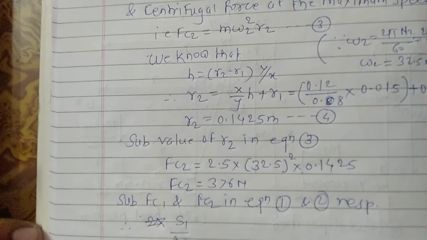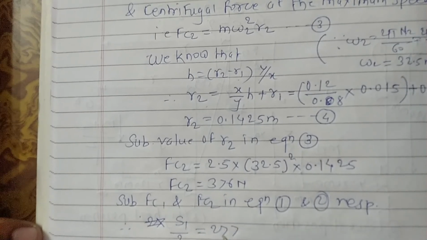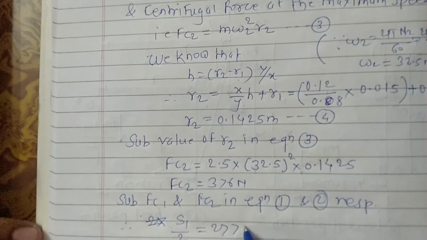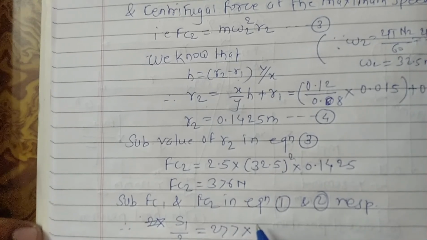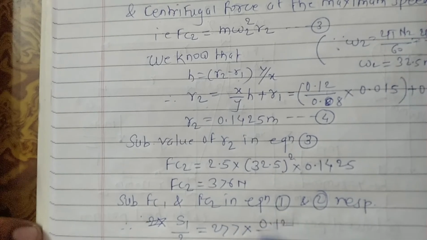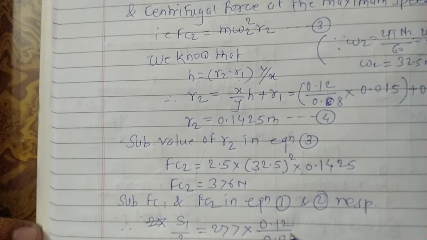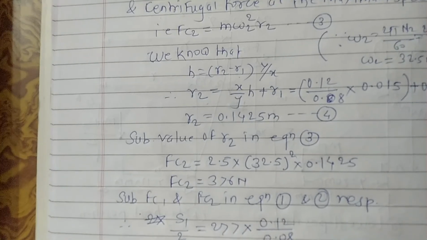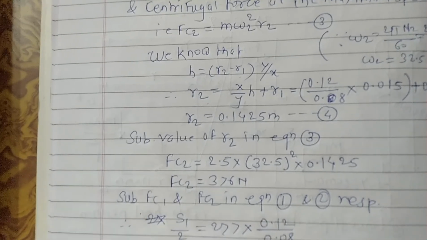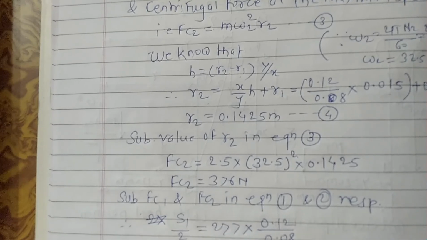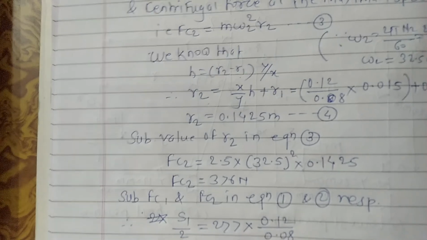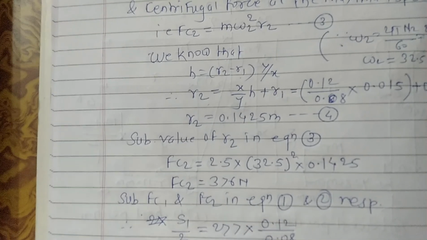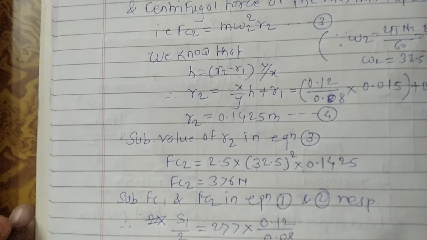S1 by 2 equals FC1, with calculation already done by us, 277, multiplied by x divided by y, where x is 0.12 and y is 0.08. Okay, so simplify this for S1. So S1 equals, how much do we get? 831 Newton.